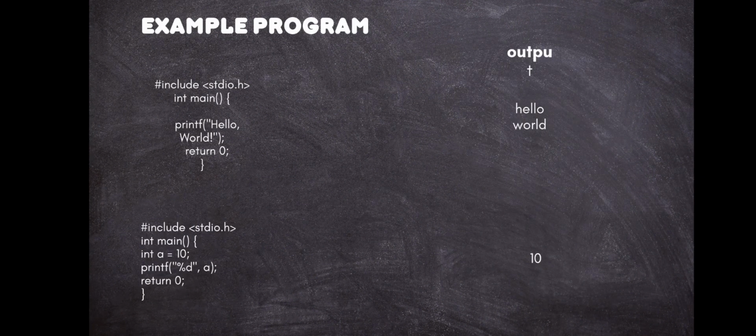So now let's discuss the example program of C. The first example program includes the standard input output functions, and int main is where we start executing the program. The first program is very simple. We just print using printf the hello world. You can see on the right side the output is hello world. In the second program, we are assigning a value to a variable called a as 10, and we are using the format specifier %d to print the value of a. And it is giving us the value 10 as output.